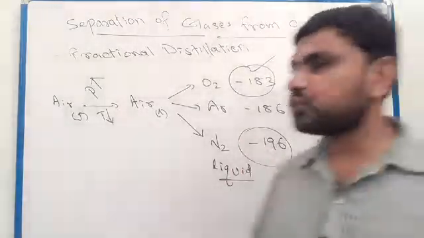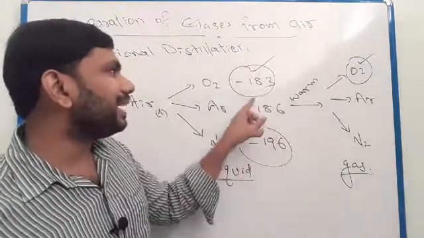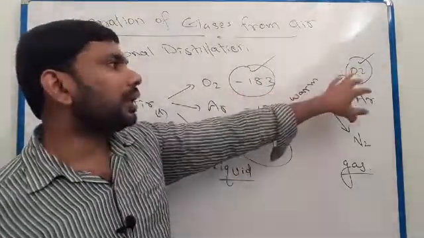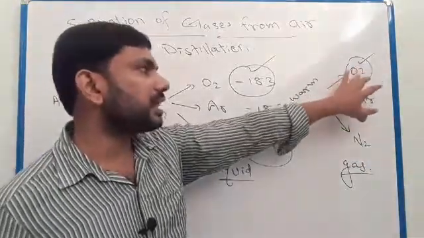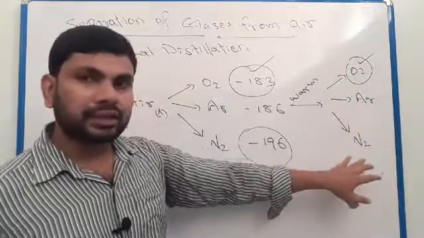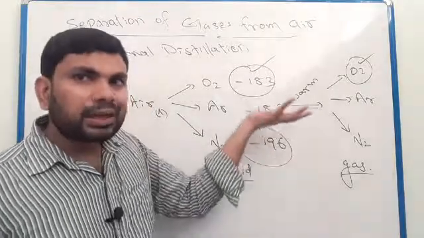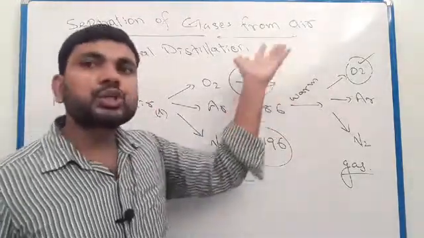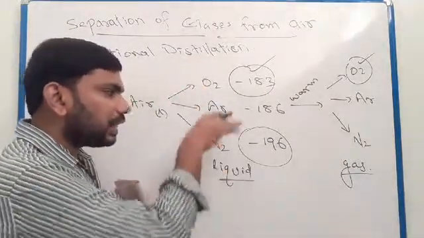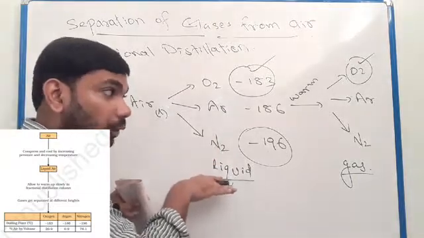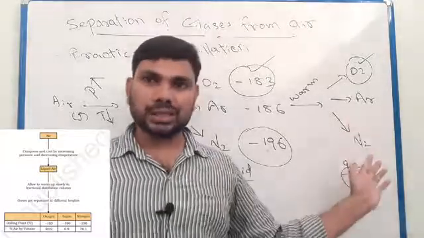After that we have to warm this mixture. After warming, oxygen will change to the gaseous state first, then argon, then nitrogen, because nitrogen is at a very low temperature and we have to warm it more to change it to the gaseous state. So remember, nitrogen will change to the liquid state last, and nitrogen will also change to the gaseous state last.